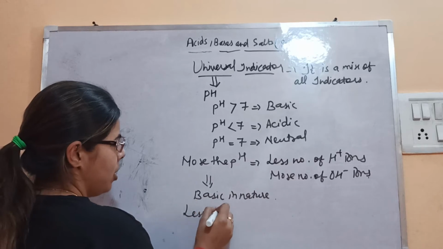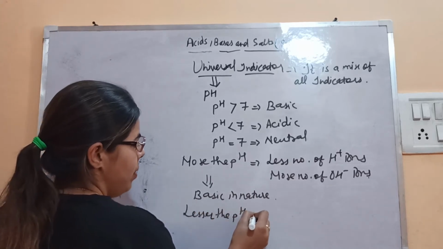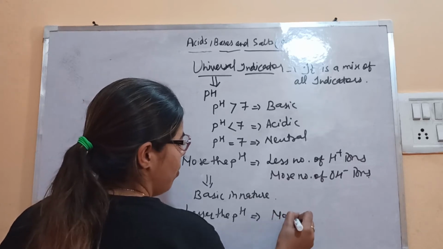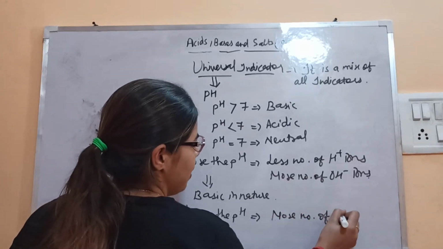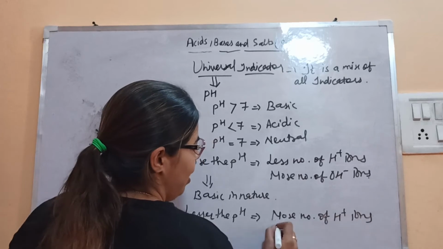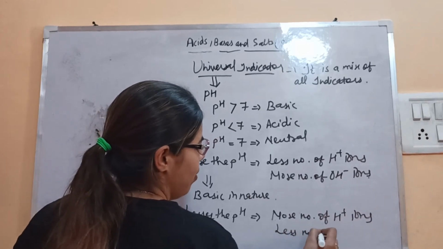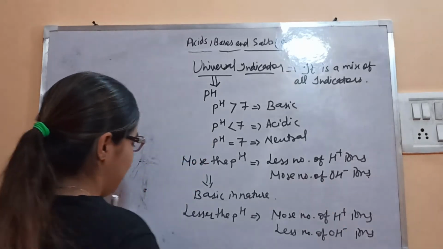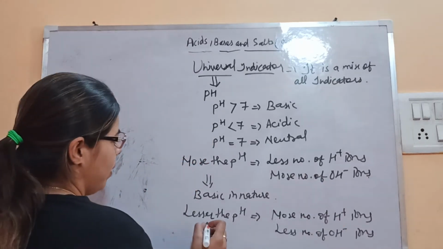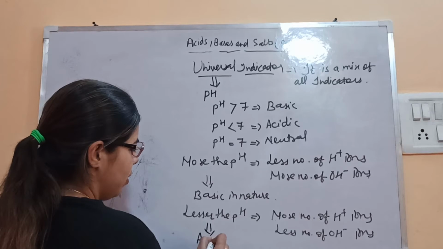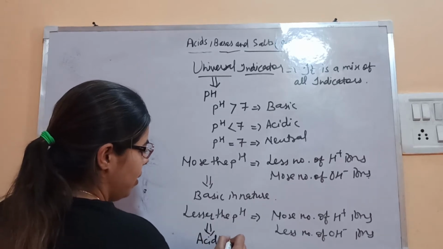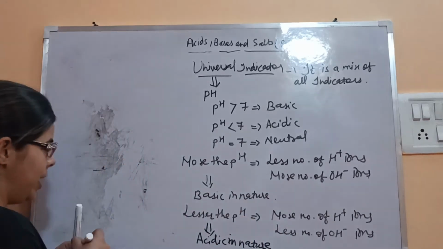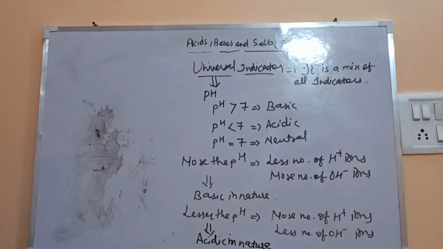Lesser the pH means more number of H plus ions and less number of OH minus ions. So the substance will be acidic in nature. Acidic in nature. Okay, so let's consider two different scales.